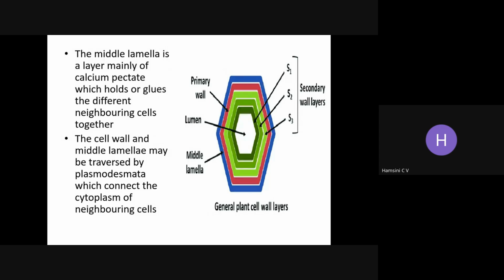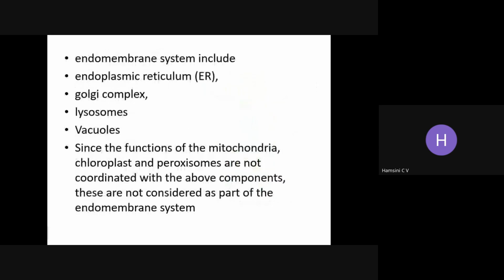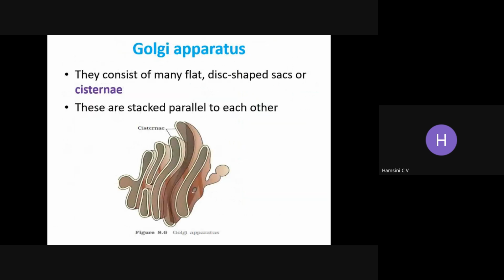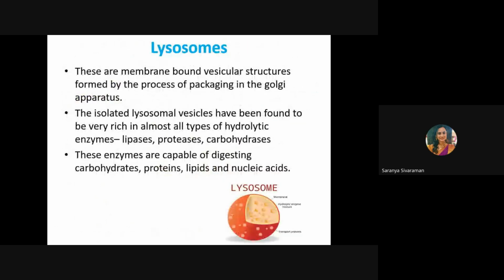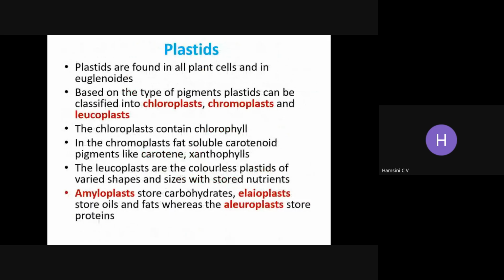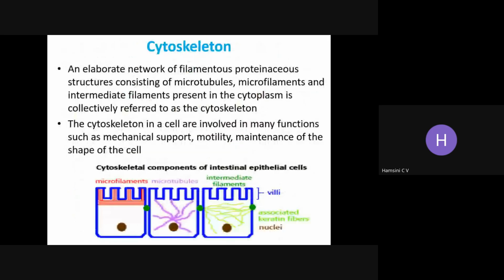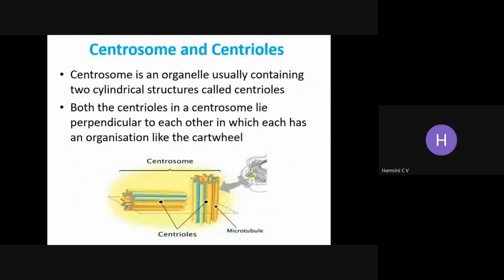Cell wall and middle lamella may be traversed by plasmodesmata, which connect the cytoplasm of neighboring cells. What is plasmodesmata? I will show you, just a second. The cell-to-cell connection is called plasmodesmatal connection. I don't know whether it is there. Okay, it is not there.